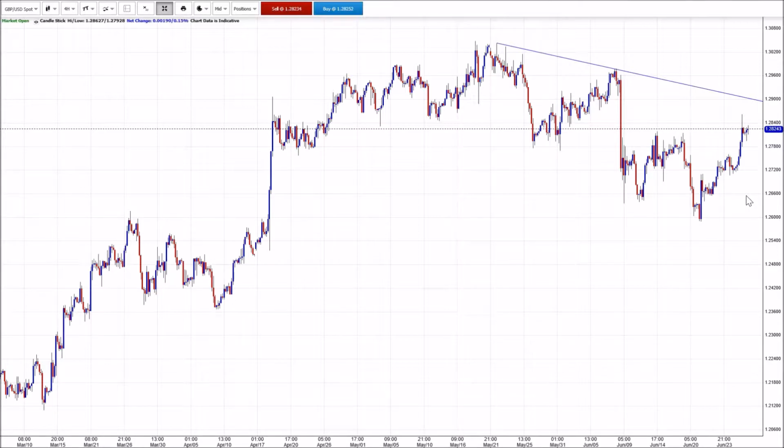But I think for me, the bias is for the pound to move higher, but clearly at the moment we're still in something of a corrective phase.